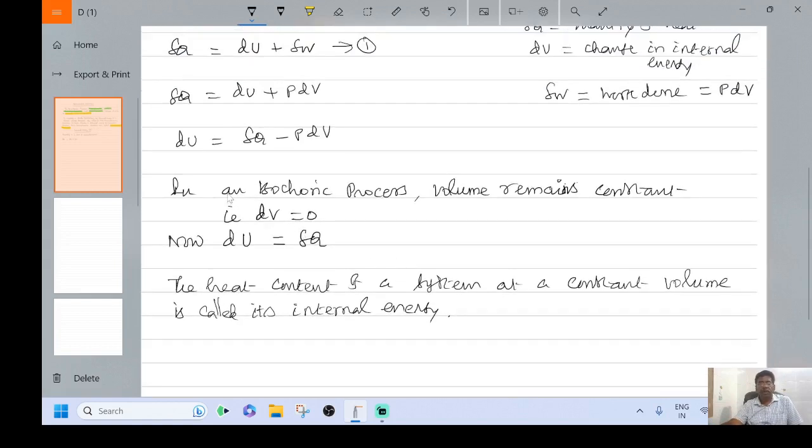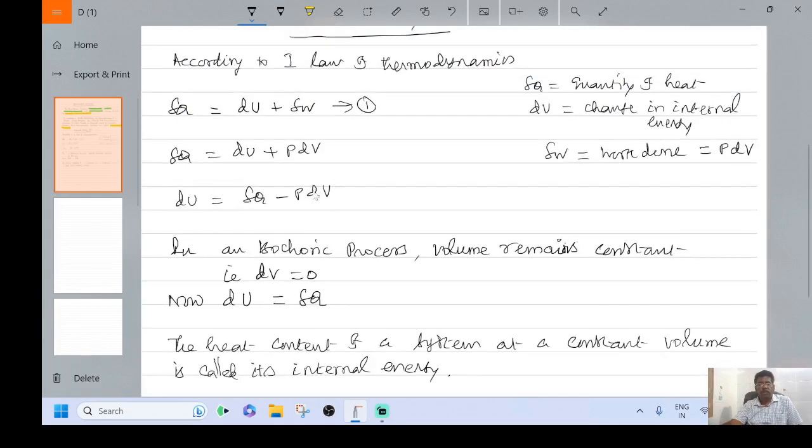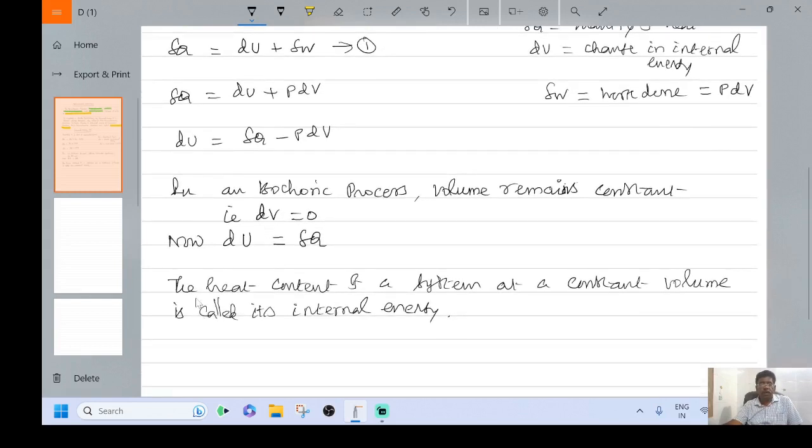See here, this is the first law of thermodynamics. According to the definition, the change in internal energy is equal to quantity of heat energy given minus work done. If the process is isochoric, volume remains constant. Therefore, the change in volume is equal to 0. Then work done is also 0. PdV is equal to 0. Now dU equal to del Q. It gives a conclusion: the heat content of a system at a constant volume is called its internal energy.